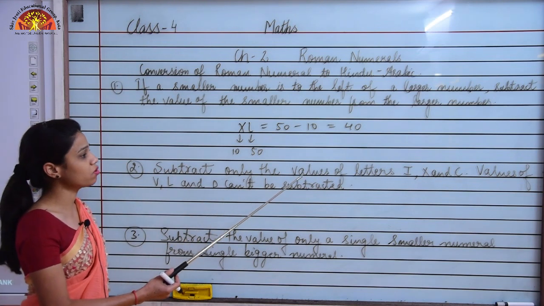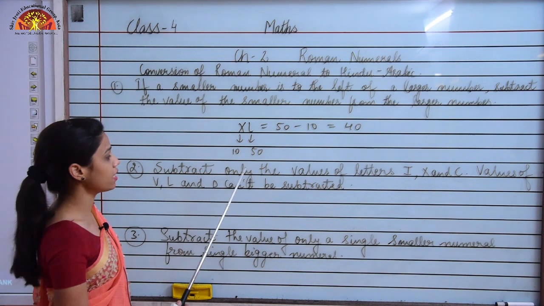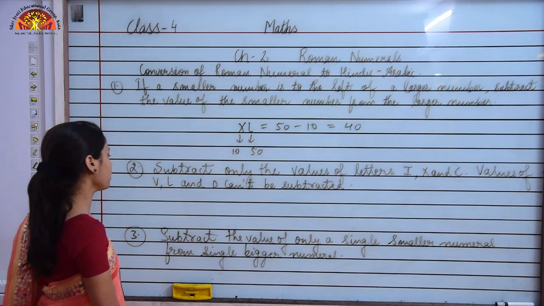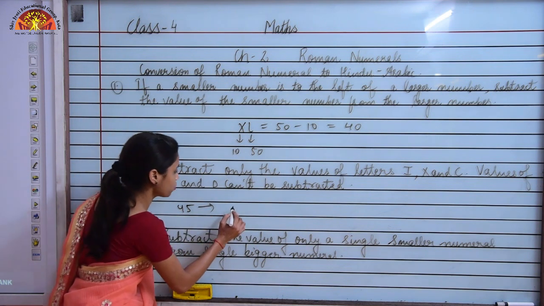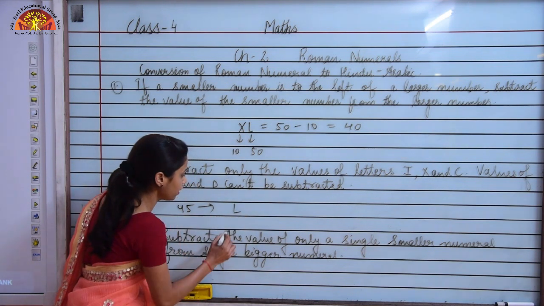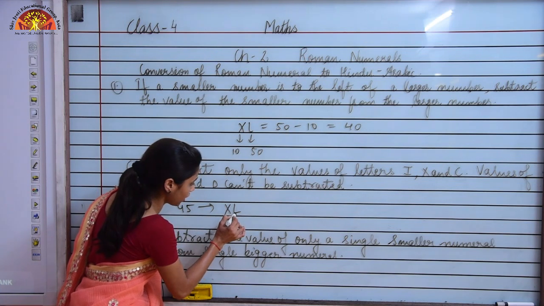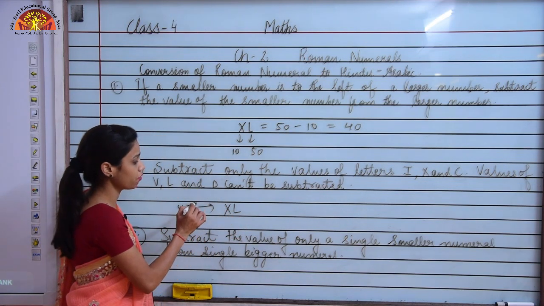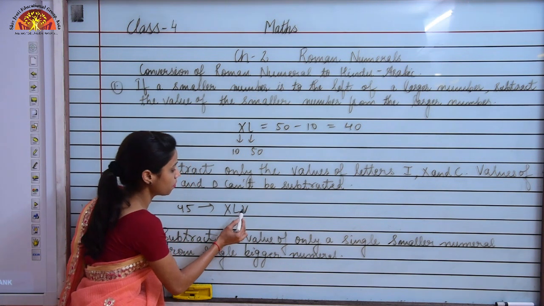Okay, now let's see rule number 2. Subtract only the values of letters I, X and C. Values of V, L and D cannot be subtracted. For example, if I have to write 45 in Roman form, how will I write? First of all, I will write L, that is 50, and then subtract 10 from it. So for which I have to write X on the left hand side of L, that means this is 40 and then add 5 to it. So this will be 45.